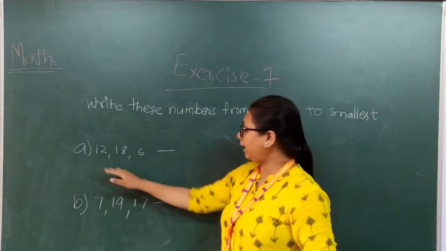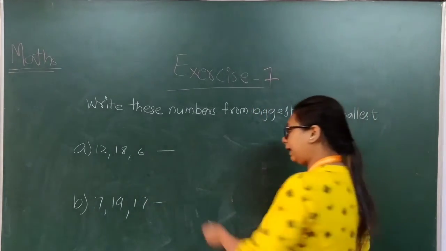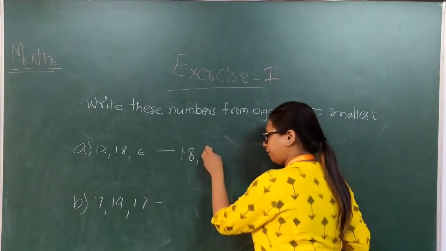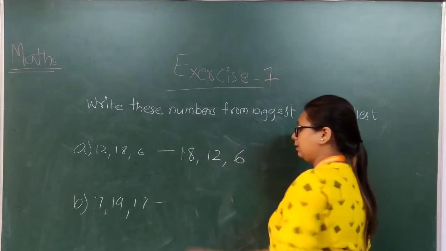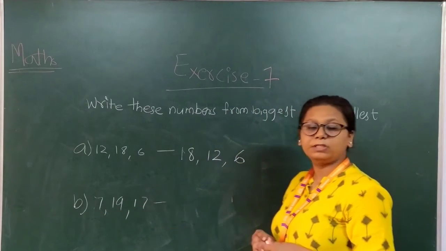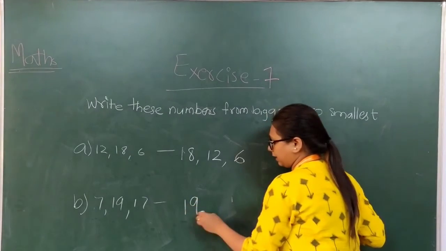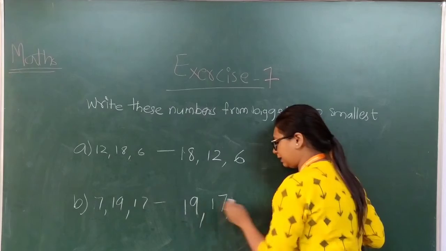So 12, 18 and 6. Which is the biggest number over here? 18. So we will write 18 first, then 12. And then the smallest number, that is 6. Next one, 7, 19 and 17. Which is the biggest number over here? 19. So we will write 19, then 17 and the smallest number, that is 7.